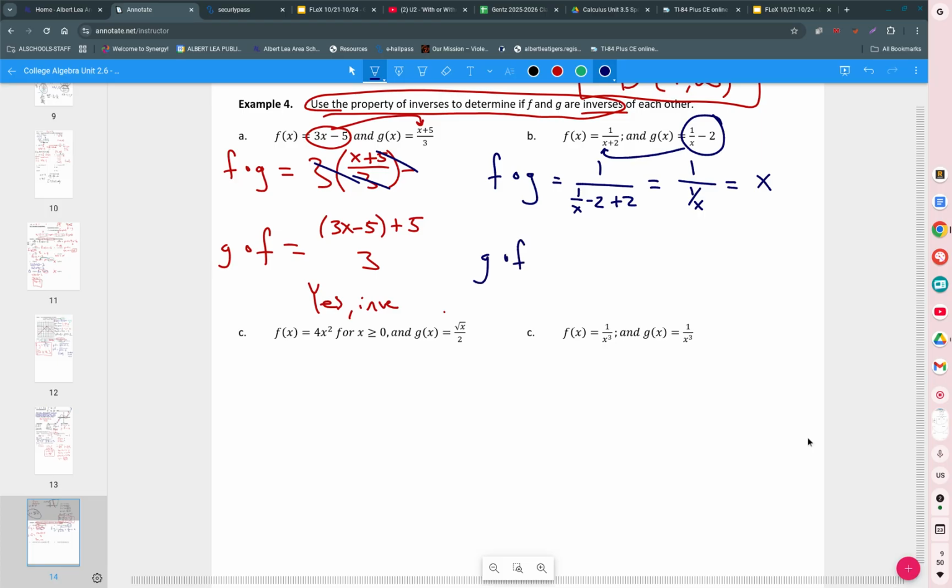I want to see if you can do g of f. Try to write it in the correct places, in the right form, and see what cancels first. So this is like 3 over 1, right? So the 3's will reduce. Because it's 1 over x plus 2, so you have to put that there. And then you multiply.